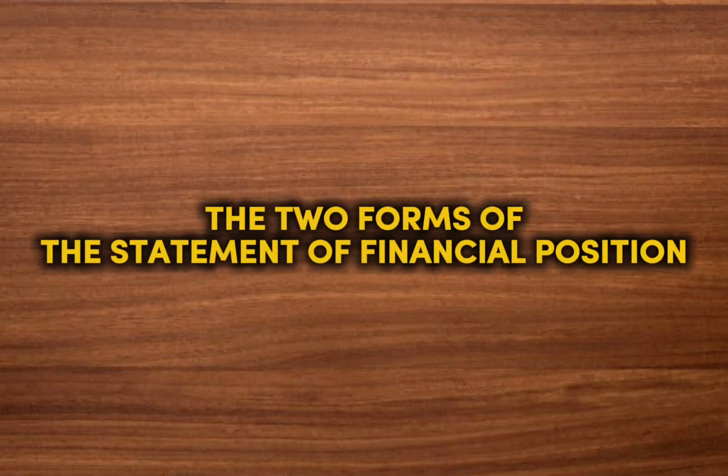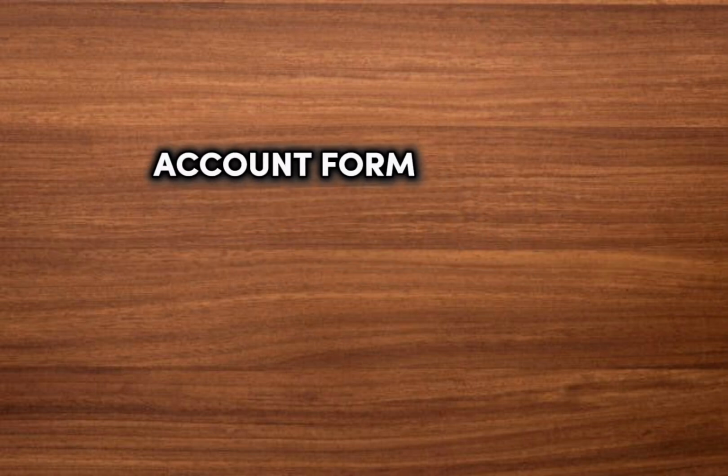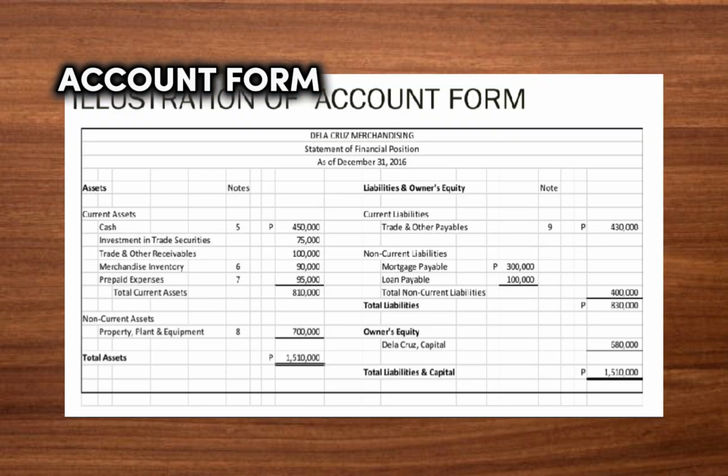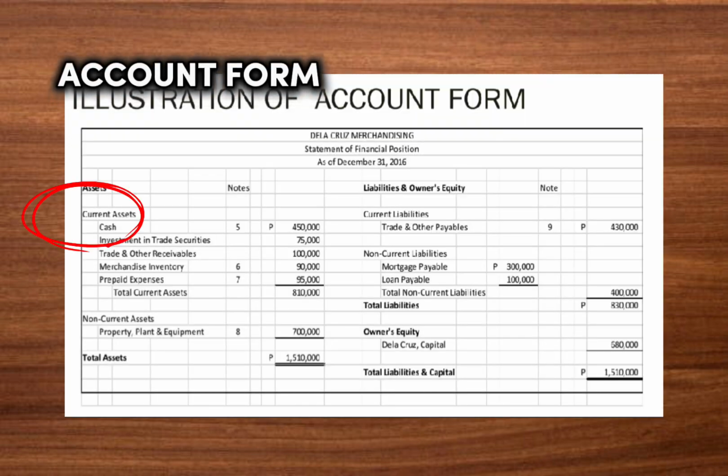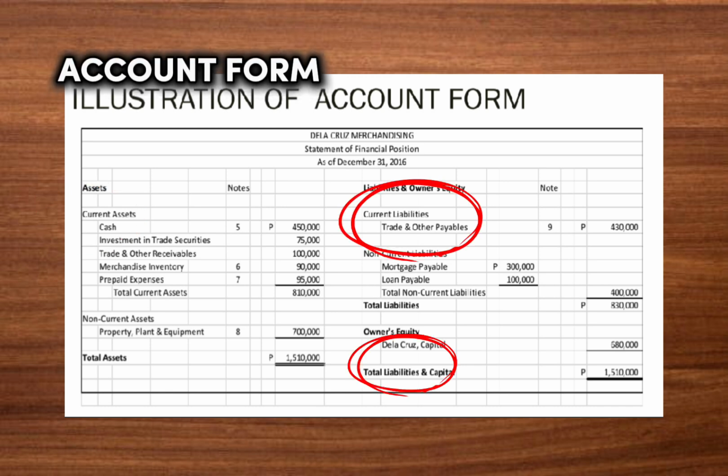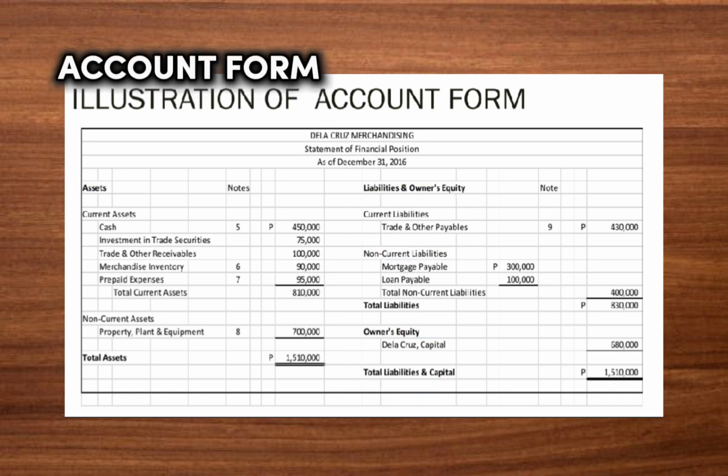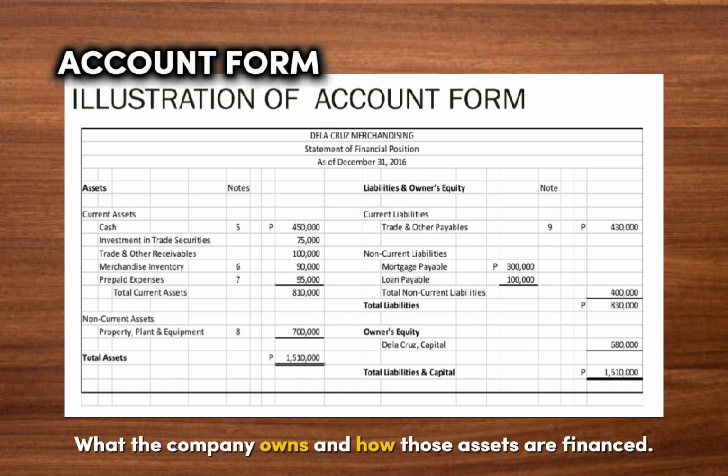The two forms of the Statement of Financial Position. There are two common ways to present the balance sheet. Firstly, we have the account form. In this format, the balance sheet is arranged like a T account. Assets are listed on the left side, while liabilities and owner's equity are placed on the right side. This layout visually emphasizes the balance between what the company owns and how those assets are financed.